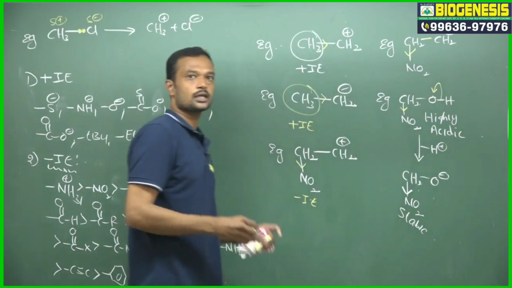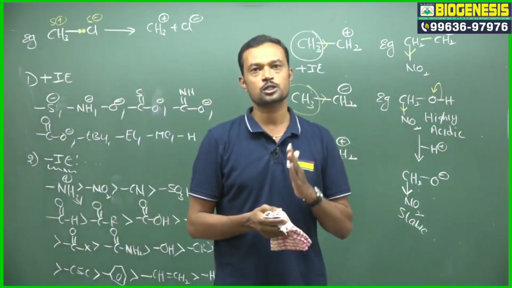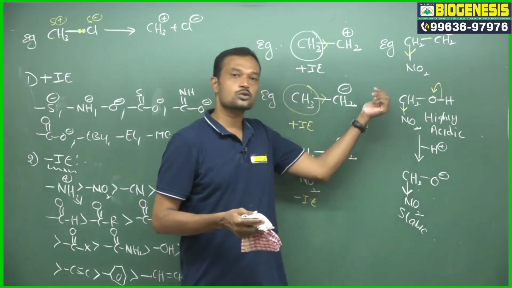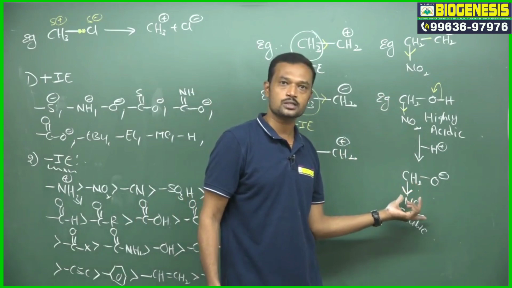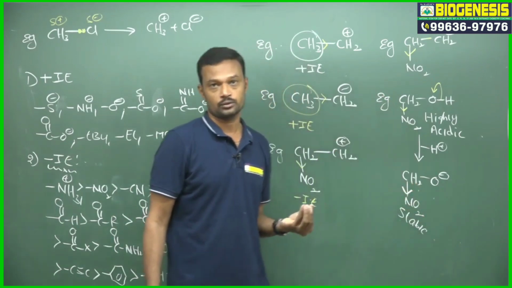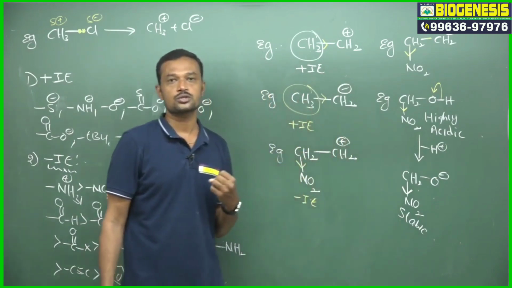So finally we can say that indirect effect can explain the stability of a carbocation. Indirect effect can also explain the stability of a carbanion, also explains radicals, and also explains the acidity of an alcohol, carboxylic acid, and even basicity is completely explained by indirect effect. Okay. So all such important aspects we are going to discuss in indirect effect.